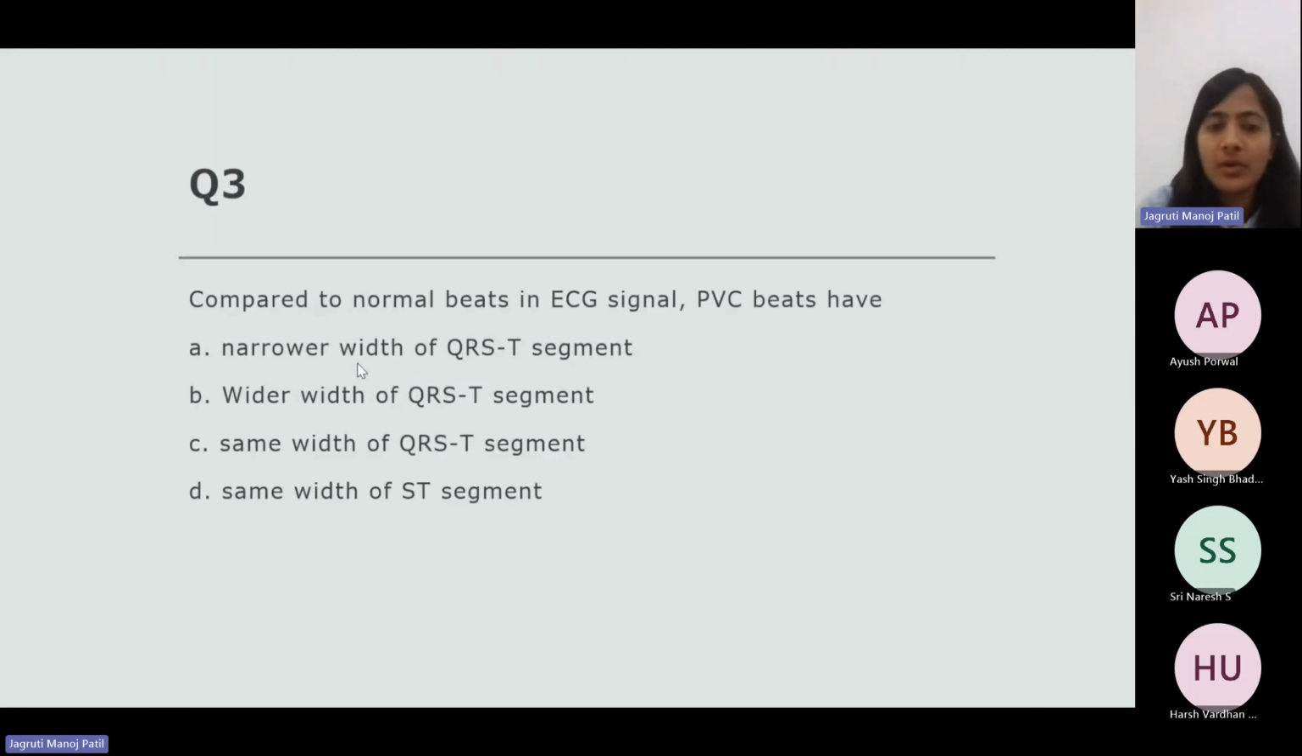Then, compared to normal beats in an ECG signal, the premature ventricular beats have which kind of QRST segment, or what happens to the QRST segment and the complex?